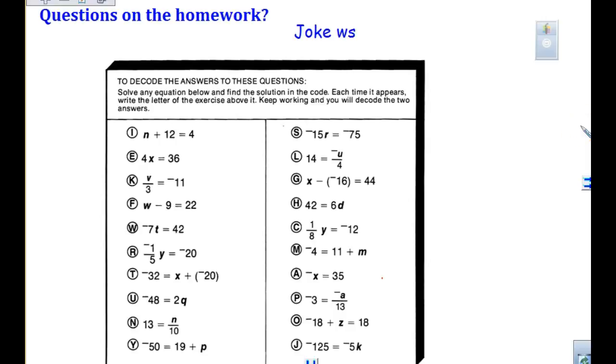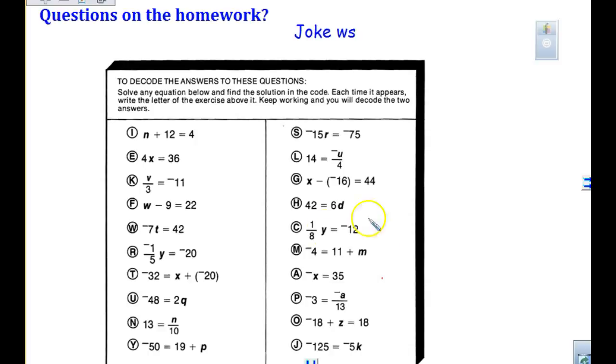So if we are looking at the joke, you should have the answers. You didn't fill in the answers up above to get the joke. That's a problem, because then you probably didn't do it right. So if we are looking at that, I should see the joke on the top, and I should see the work.